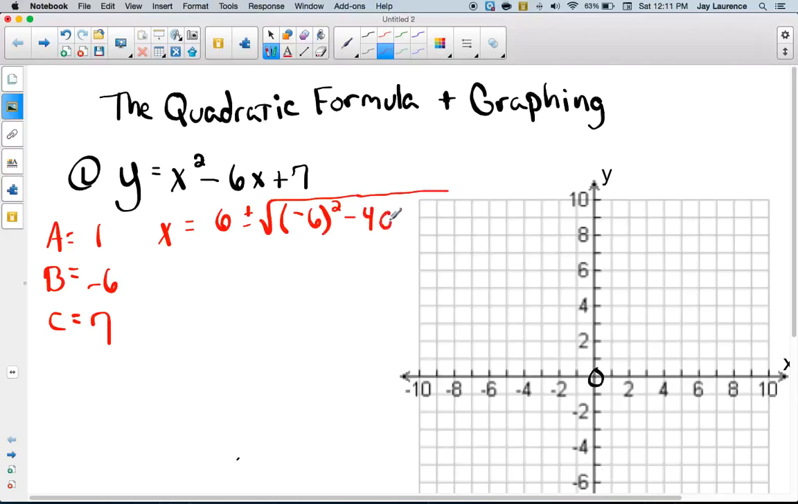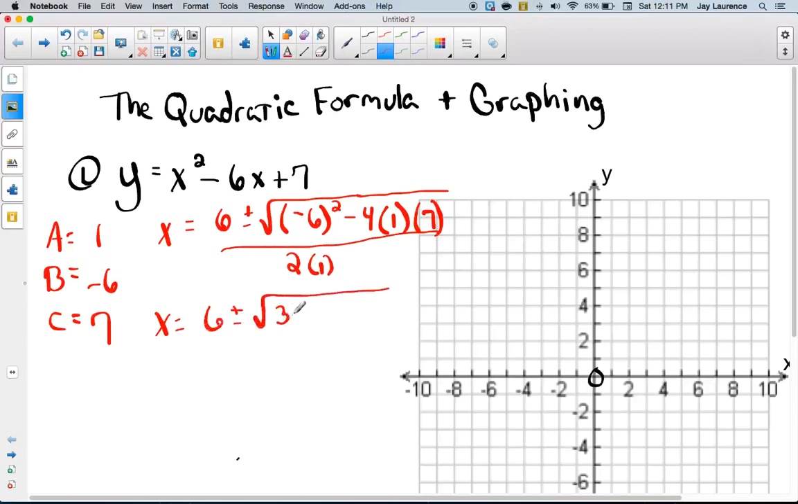Minus 4ac. Oops, I know what a and c are. Why am I not filling them in? Sorry about that. Okay, a and c, all over 2a. All right, so we get x equals 6 plus or minus the square root of 36 minus 28, and that'll be over 2. And so now I'm going to have x equals 6 plus or minus the square root of 8 over 2.